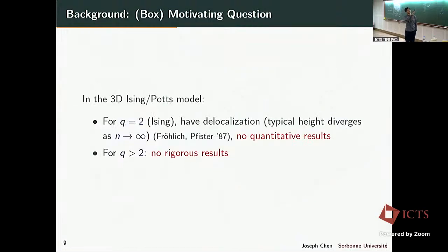So here's the background of all we know. Very easy to say. So for the Ising model, it was proven in the 80s by Frohlich and Pfister that you do have this picture of delocalization. But their proof is a soft proof. So there's no quantitative bounds on how fast it is delocalizing. And then on top of that, their proof uses some correlation inequalities which are not available in Potts. So even for general Potts, we don't have anything.